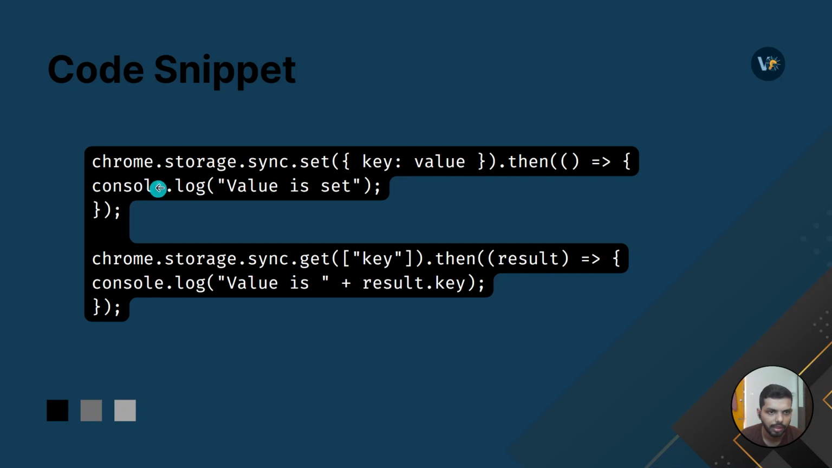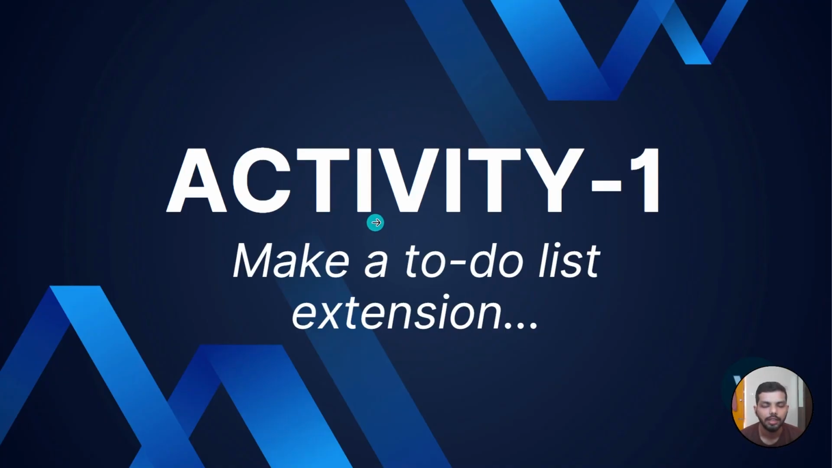For that we use chrome.storage.sync, and .set is used to set the value and .get is used to get the value. So these are basically the two code snippets used to store and retrieve the data. That is followed by activity 1, where we have seen how we can create a to-do list extension.